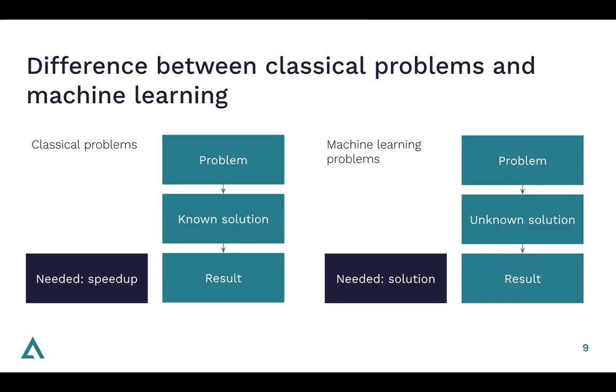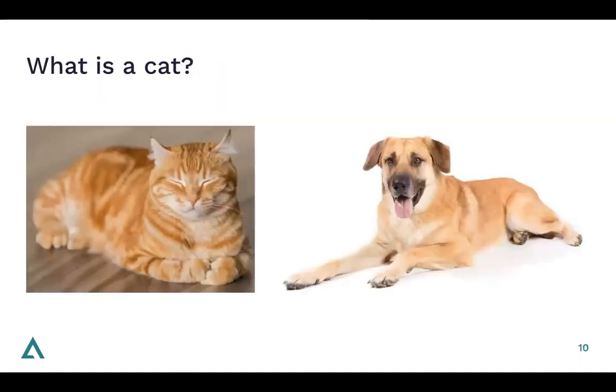A very classical example, I think you have seen it already, but it's very important, is this task. You have two pictures of animals, and your task is to say which one is a cat, which one is a dog. It's extremely simple for any human to do this task. Of course, the left one is a cat, the right one is a dog, but it's not exactly obvious how you would explain to, for example, a computer how to define a cat, as opposed to defining a dog.